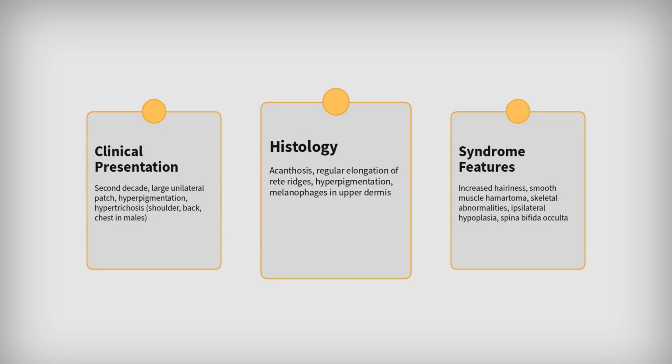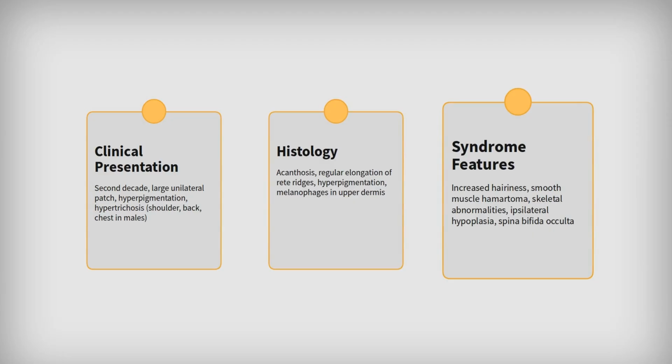Histologically, Becker's melanosis shows acanthosis, regular elongation of rete ridges, hyperpigmentation of the basal layer, and melanophages in the upper dermis. Syndrome features include increased hairiness, smooth muscle hamartoma, skeletal abnormalities, ipsilateral hypoplasia of breast or limb, and spina bifida occulta.